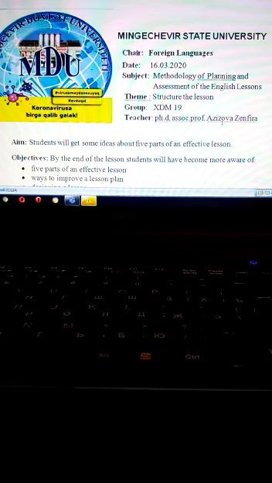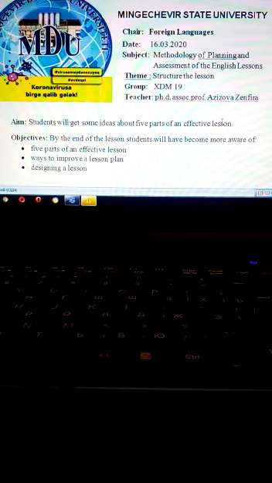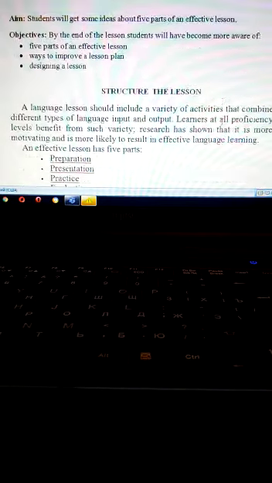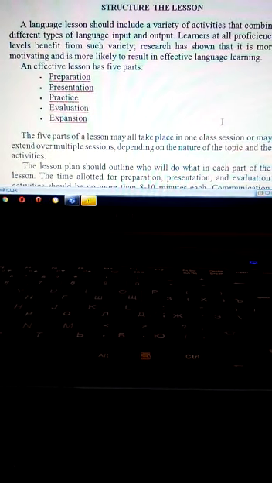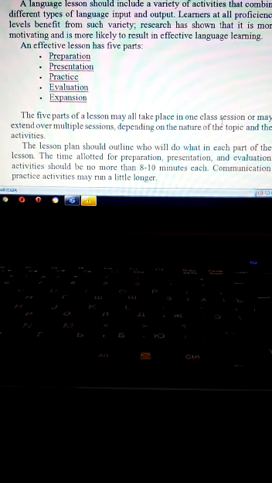The aim of our today's lesson is that students will get some ideas about the 5 parts of an effective lesson. Objectives: by the end of the lesson, students will have become more aware of the 5 parts of an effective lesson, ways to improve a lesson plan, and designing the lesson. So, the title of our today's lesson: Structure the Lesson.